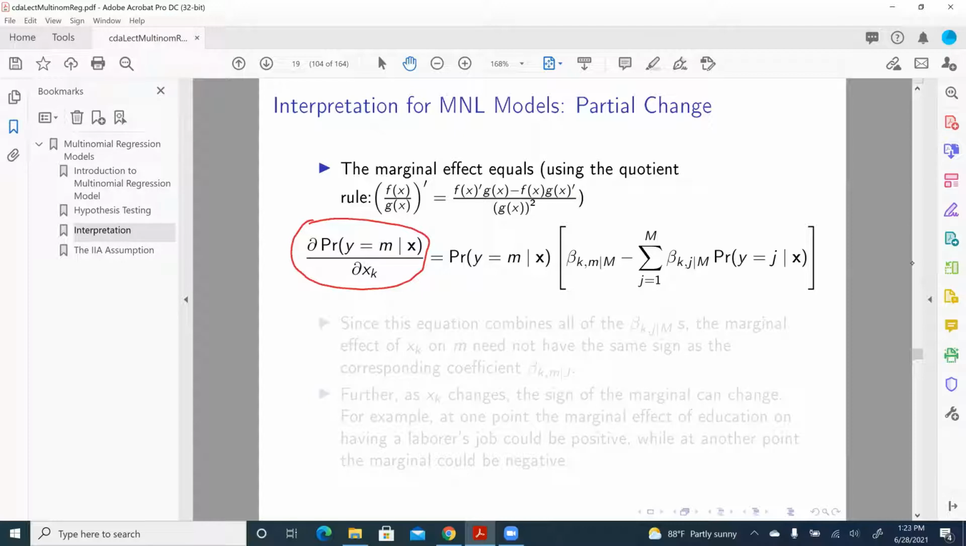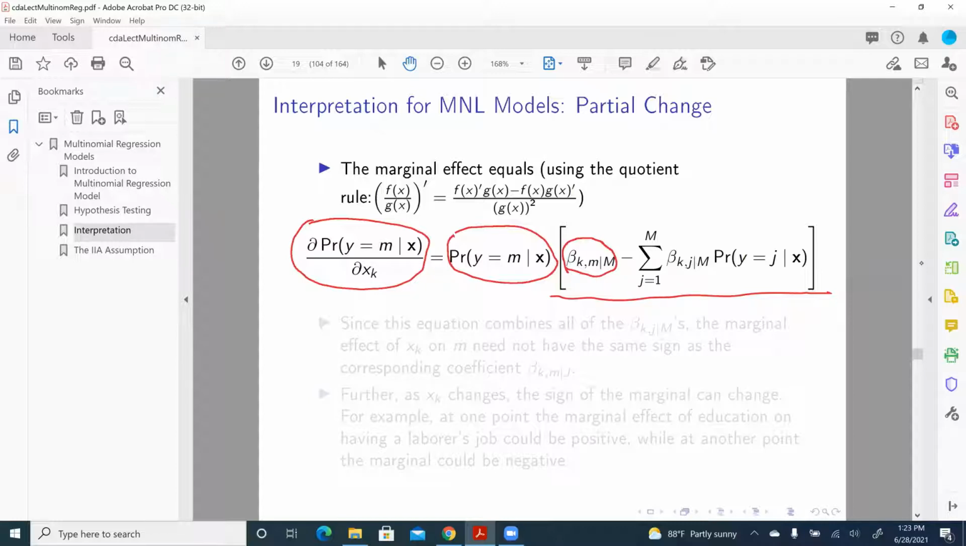The partial change is equal to, first of all, a probability. So it is a product of two things, two terms. First is the probability y equal to m. How to figure that out? Well, we just plug in beta for the formula that we just talked about in our previous slide. And on the right is a bracket, and the bracket is a subtraction. So first is this term.